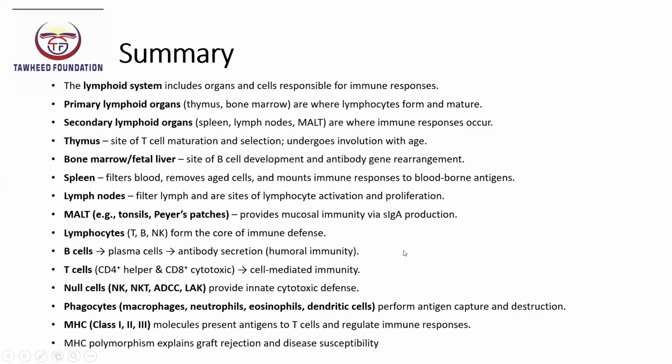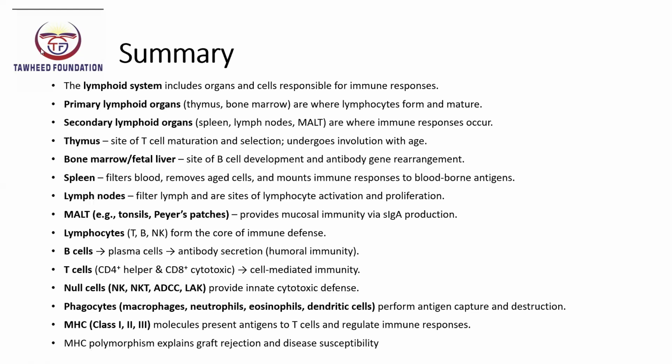So, summary. The lymphoid system is a network of organs, tissues, and cells that work together to defend the body from infection and foreign substances. It includes both central and peripheral structures where immune cells develop, mature, and function. These structures ensure the body can recognize, respond to, and remember antigens effectively.